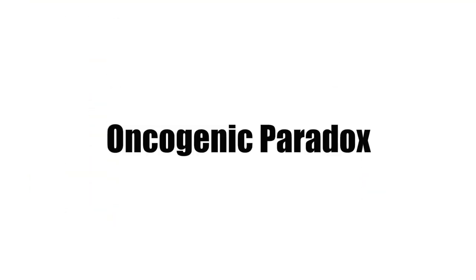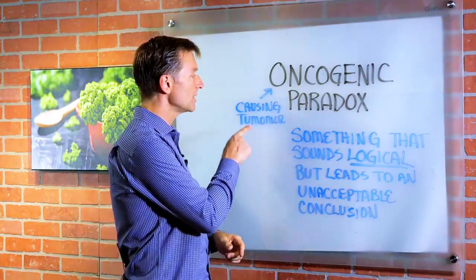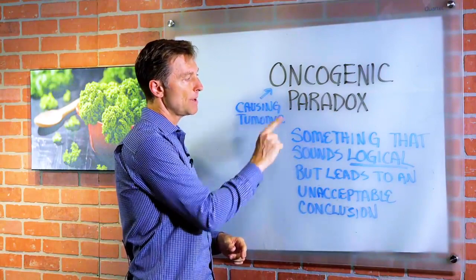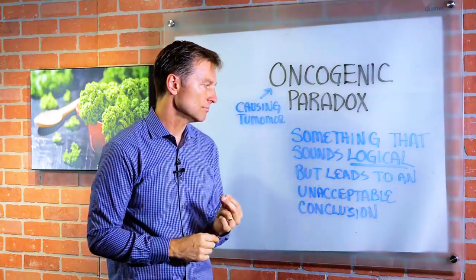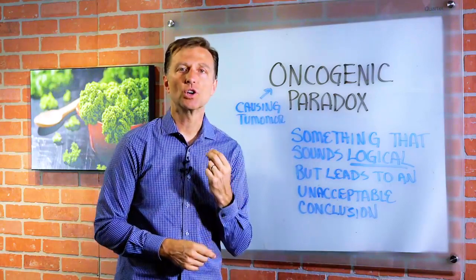Got it. And can you touch on the origin of cancer? Because I think mainstream research is really focused on this genetic piece, but they're not getting into the metabolic or the damage to the mitochondria. Can you touch on that? Well, that's the oncogenic paradox. Oncogenic means something that causes tumors, and paradox in this context means something that sounds logical but leads to an unacceptable conclusion. Cancer can be caused by many different insults to our body.